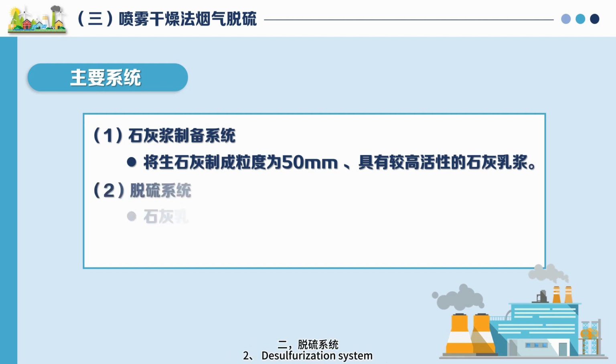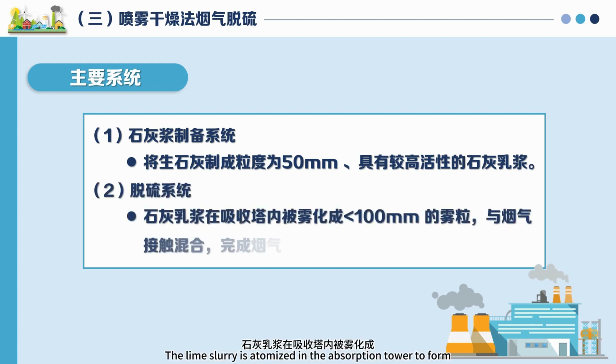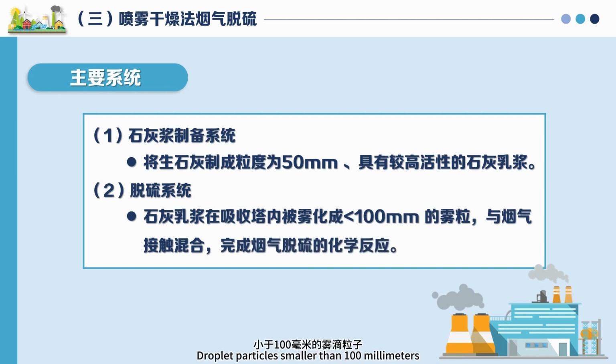2. Desulfurization system. The lime slurry is atomized in the absorption tower to form droplet particles smaller than 100 mm, mixing in contact with flue gas, and completing the chemical reaction of flue gas desulfurization.